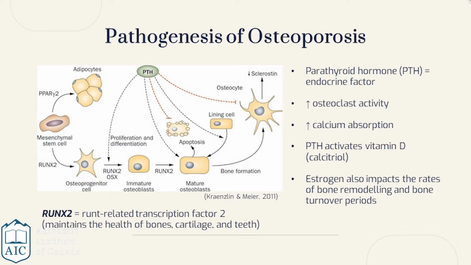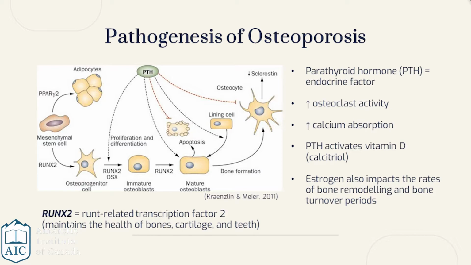The development or pathogenesis of osteoporosis is strongly linked to the function of endocrine factors, one of the most prominent being parathyroid hormone or PTH. PTH is responsible for promoting osteoclast or bone breakdown activity, which releases more calcium into the bloodstream to be absorbed by the kidneys, bone, and intestine. Research has shown that vitamin D is an important factor which affects the rate of bone remodeling by increasing the amount of intestinal calcium absorption.